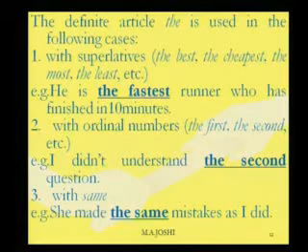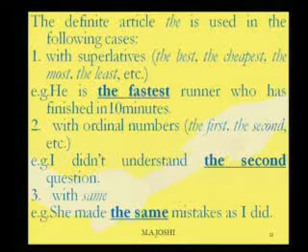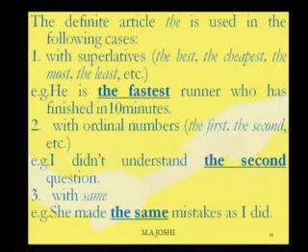At the same time, the definite article the can be used in so many ways. For example, the definite article is used with superlative nouns. For example, the best, the cheapest, the most, the least, etc. For example, he is the fastest runner who has finished in 10 minutes. Here we are not talking about any other runner, but we are talking about the person who is the fastest runner in the crowd.